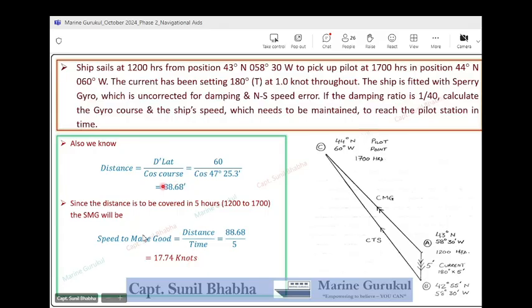So we have calculated the distance, we have calculated the speed, we have calculated the course. We will be using all these values later on in calculation of the gyro error. Any doubts up to here? Great. Moving ahead.